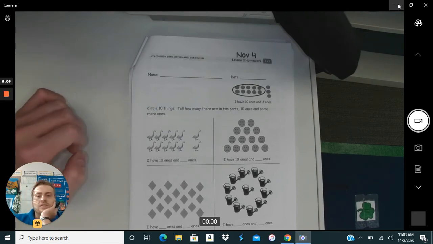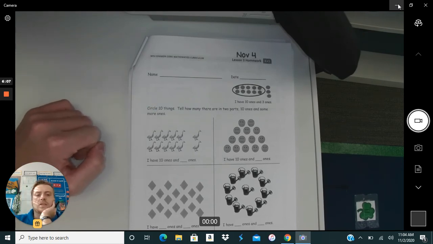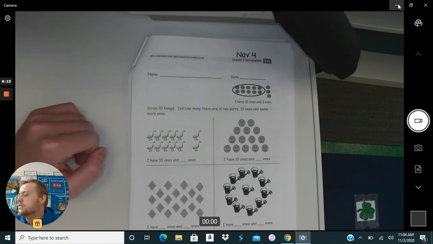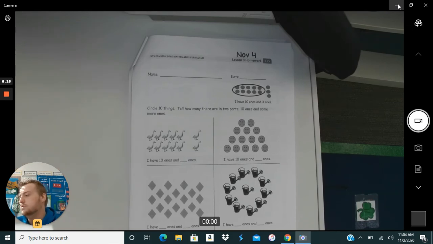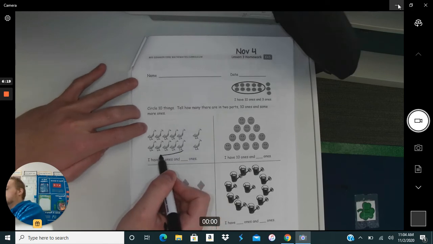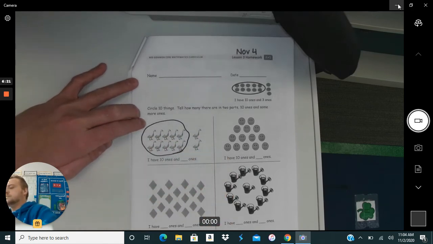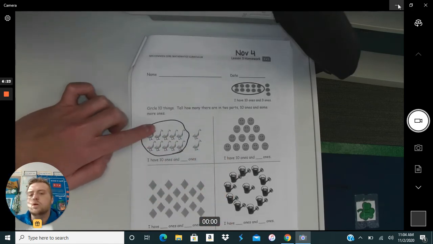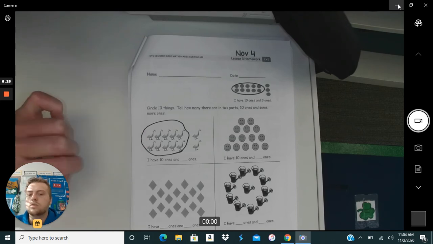Alright, so we are going to look at the picture of the geese there. So it says circle 10 things. Tell how many there are in 2 parts, 10 ones and some more ones. So the first thing, we're going to circle 10 geese. Okay, so I have 10 ones. Those are in the circle.